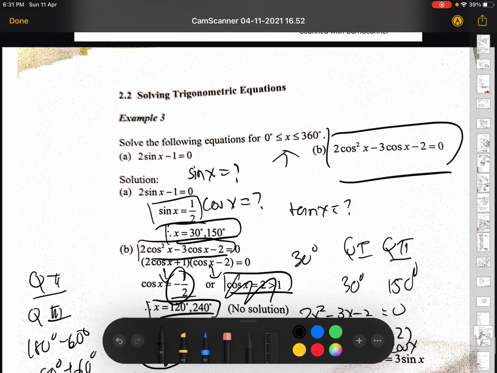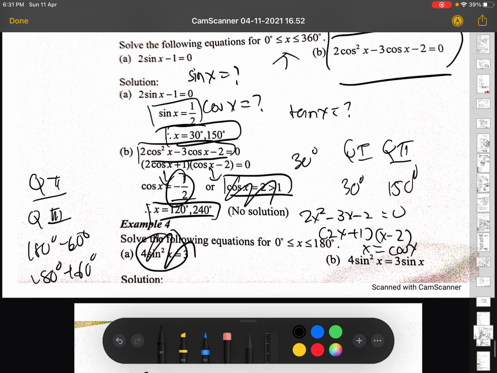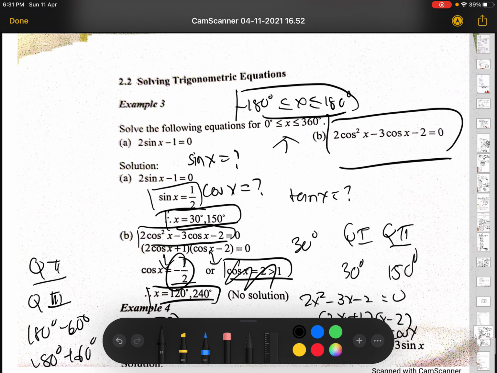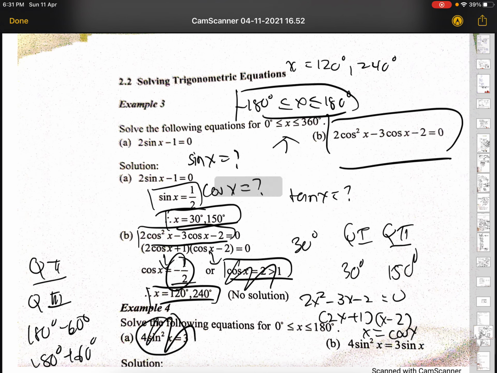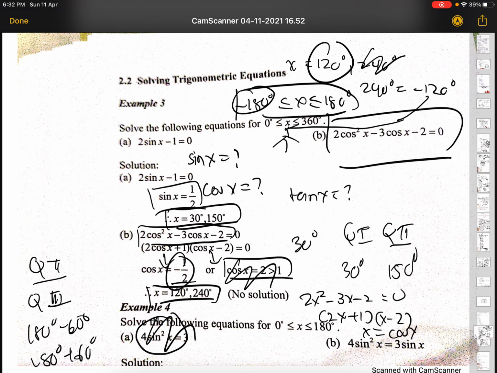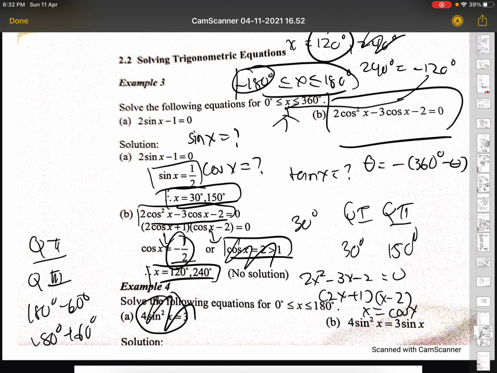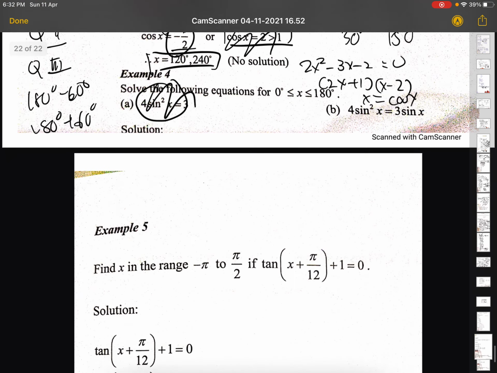But be careful of this quadrant thing. You need to make sure that you get all of the available angles in the domain. So sometimes it will be negative 180 to 180. So in this case, I get x equals 120 and 240. However, 240 is not in there. So you assume, nah, so it's only 120, right? No. 240 is equal to negative 120. And negative 120 is in this domain here. So you need to be careful when playing around with the numbers. Remember that theta is equal to negative 360 plus theta. So the key to solving this question is to make sure that you get all of the numbers that could be in the domain.